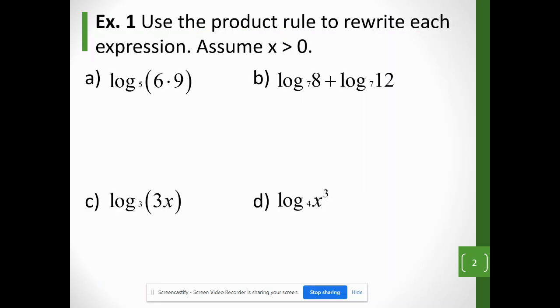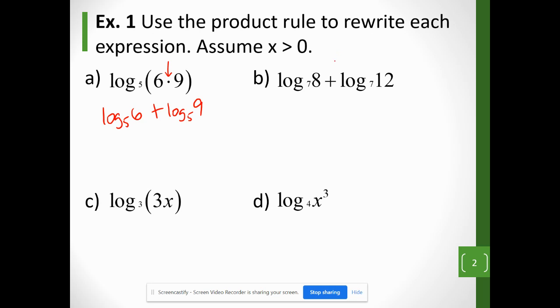All right, let's take a look at this. Use the product rule to rewrite each expression. So this one is given to me, and I see a multiplication. So I'm going to expand it. I'm going to make it bigger. I'm going to call this log base 5 of 6 plus log base 5 of 9. Do simplify each log if possible. You guys will see in a minute what I mean with that. Do simplify each logarithm if possible. In this case, we cannot. Like I said, you guys will see in a minute.